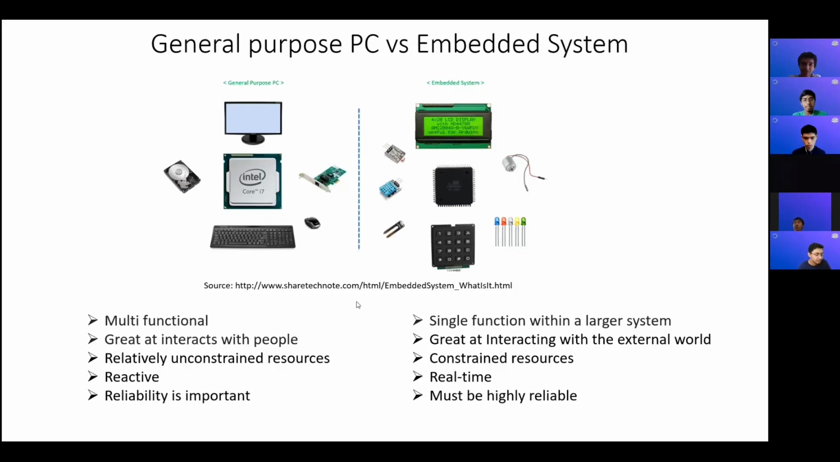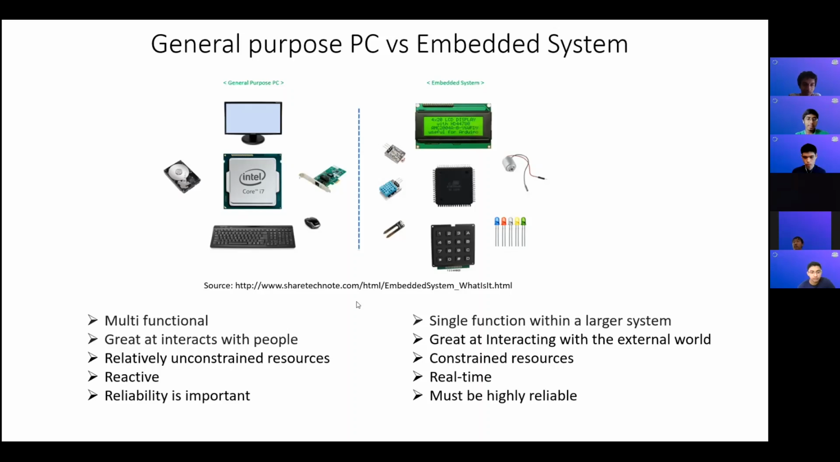General purpose PCs have unconstrained resources, right? They can have terabytes of memory, they can have lots of RAM, while embedded systems usually have maybe 30 kilobytes of RAM and perhaps 500 kilobytes of flash or less. General purpose PCs are not great at real-time tasking, while embedded systems are, and they are much more reliable.